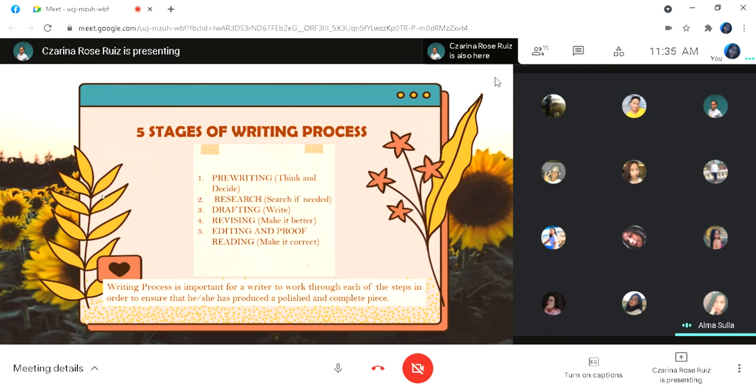So, the third stage is drafting. Drafting refers to actually writing the words of the paper. As part of the writing process, you will write multiple drafts of your paper. Each draft improves upon the previous one. The final draft is simply the last draft to submit.